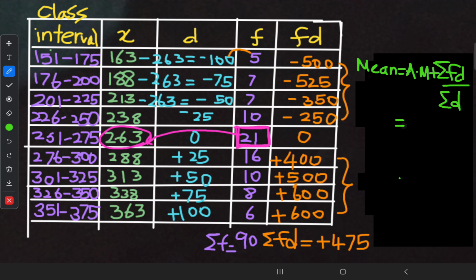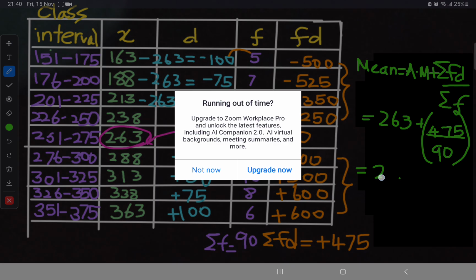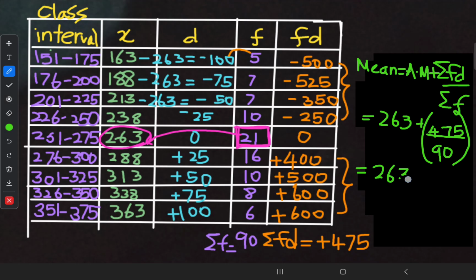Our assumed mean is the modal class mid value, which is 263. 263 plus the sigma FD value, positive 475, should be divided by sigma F. Sigma F means the summation of frequencies, that is 90. So let's divide it. 263 remains the same as it is. 475 should be divided by number 90.